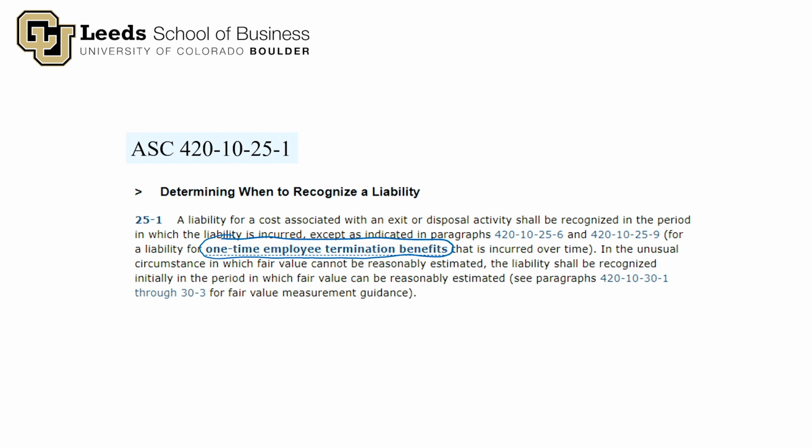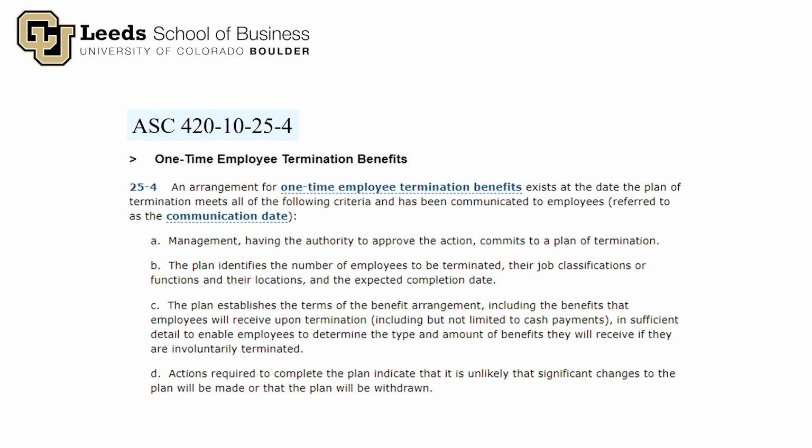So some costs we account for just normally as we do other costs and liabilities. One-time employee termination benefits, it's a benefit to the employee, right? It's a cost to the company. How do we account for those? ASC 420-10-25-4, one-time employee termination benefits. An arrangement for these one-time employee termination benefits exists at the date the plan of termination meets all of the following criteria and has been communicated to the employees.